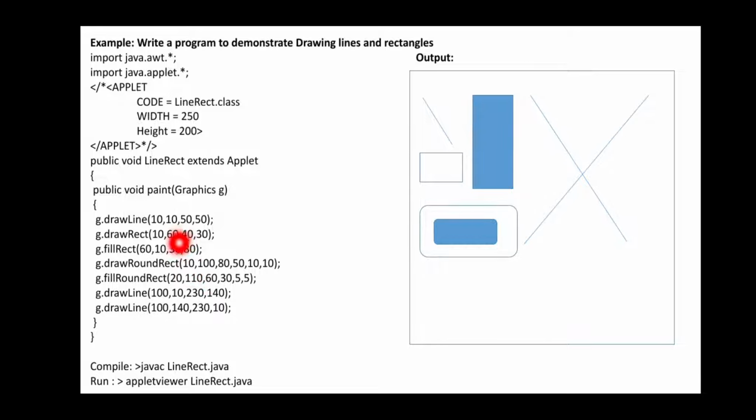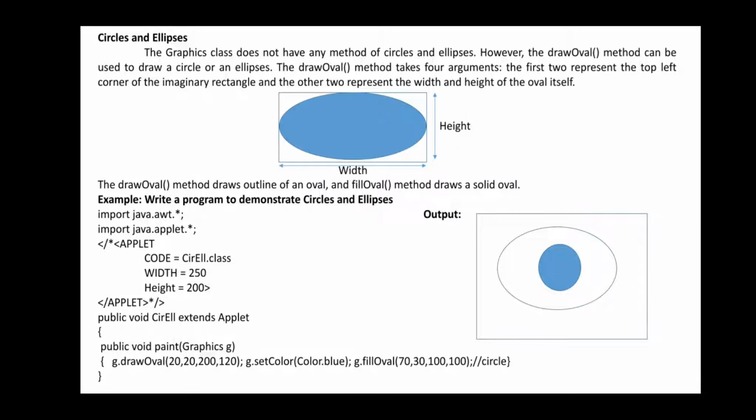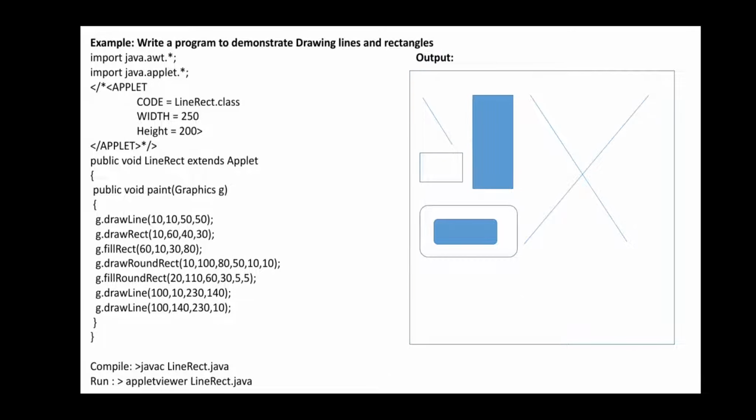So there is a lot of difference between draw rectangle and rounded rectangle: 10 by 10, 60 by 100, 40 by 80 and 30 by 50, and then two values. We define these two values to be the same because the shapes should be the same for each other. So for that we define lines as well as rectangles. Circles and ellipses we shall see tomorrow. Thank you.